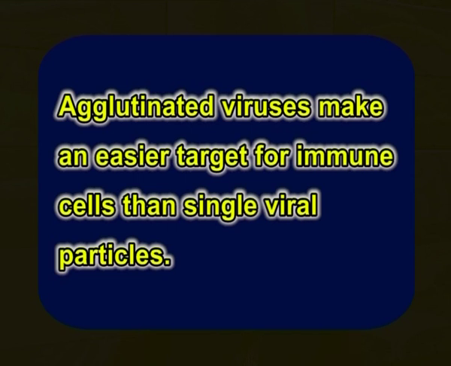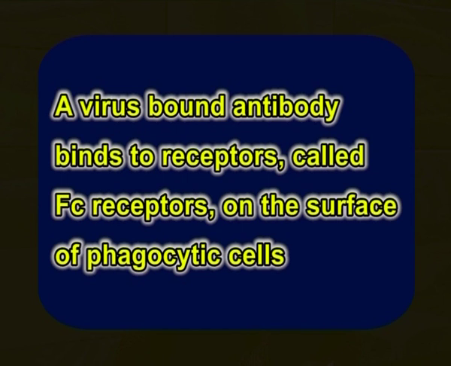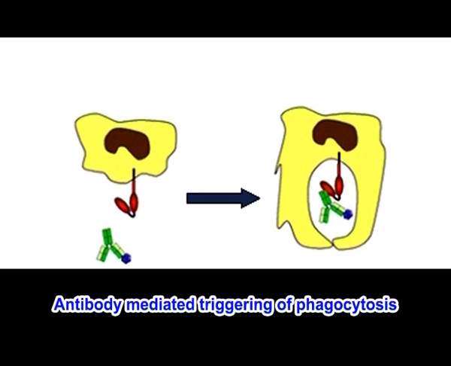Agglutinated viruses make an easier target for immune cells than single viral particles. A third mechanism used by antibodies to eradicate viruses is the activation of phagocytes. A virus-bound antibody binds to a receptor called Fc receptors on the surface of the phagocytic cells and triggers a mechanism known as phagocytosis, by which the cell engulfs and destroys the virus.